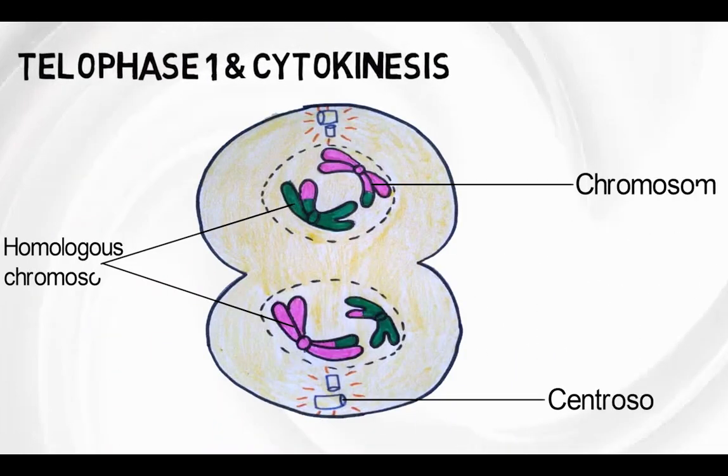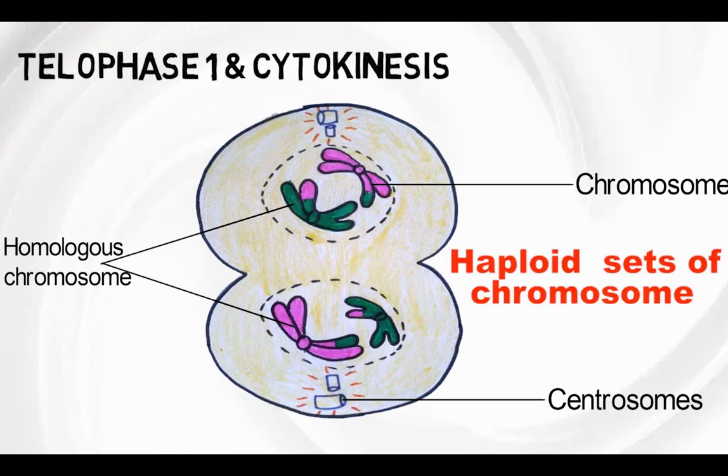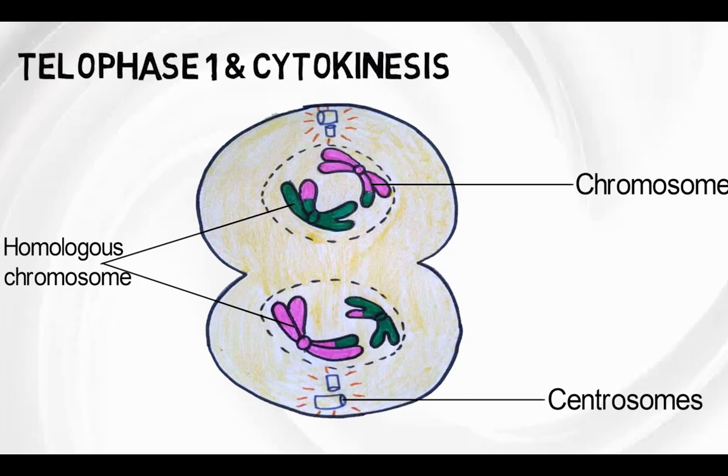Look, now the separated homologous chromosomes are at the opposite poles of the original cell. Yes, it means each half of the cell has a haploid set of chromosomes. This is telophase 1. Obviously, each chromosome still consists of two sister chromatids. Yes, chromosomes decondense and nuclear envelopes form around the chromatids. This is the end of telophase 1.